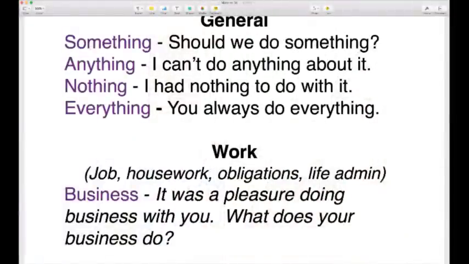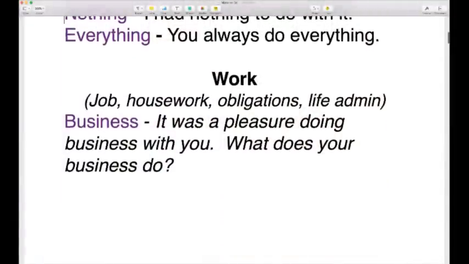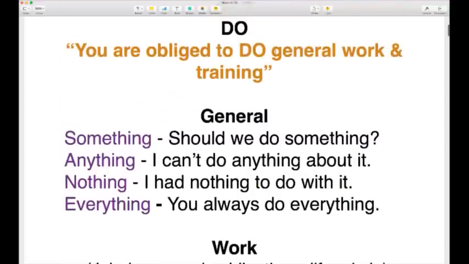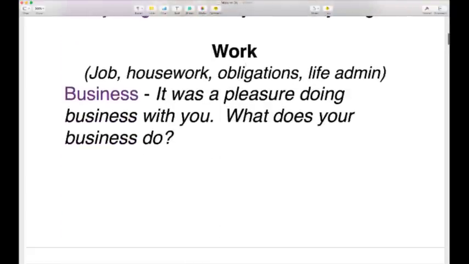So there we go. We use do anytime we're using words like something, anything, nothing, or everything. Okay? So that's the general part. We also use do when we talk about work. So when I say work, I mean when you're talking about your job, housework or chores, any kind of obligations, or life admin, things that you don't want to do but you have to do.